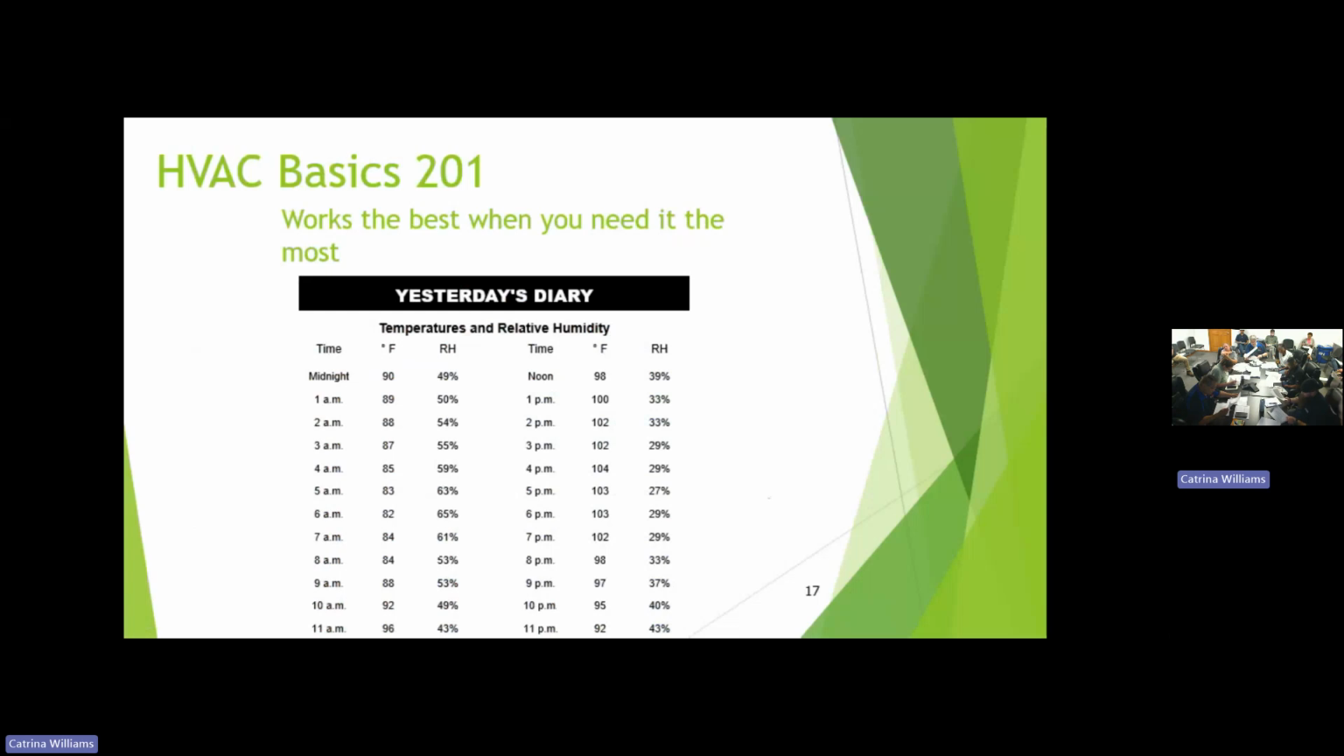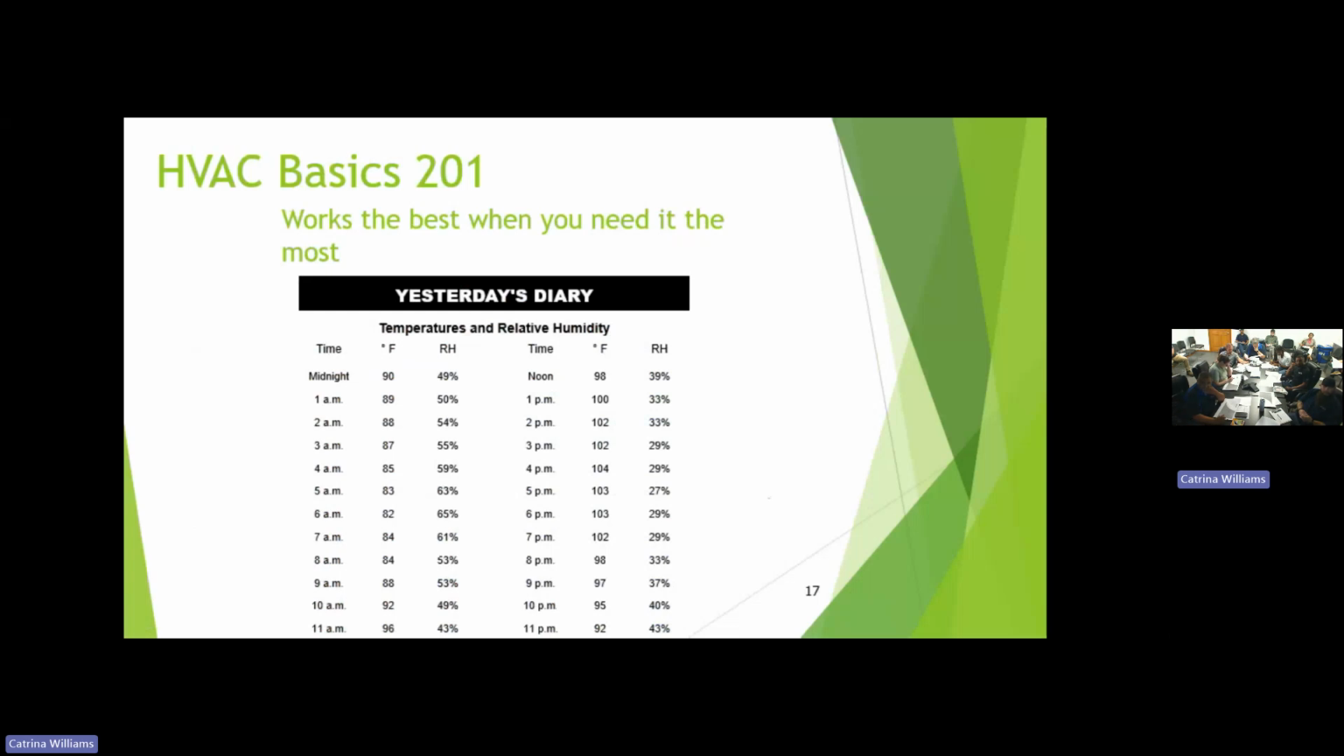So with that being known, I don't know whether you still have it anymore, but when I used to live here many years ago, this was in the paper every day. We had yesterday's summary in the weather section, and it would tell us the temperature and humidity for every hour of the day. And you can see that at 4 a.m., humidity is up to 59% in this case. So we really aren't worried about that much cooling at 4 a.m. But at 4 o'clock in the afternoon, when it's 104, humidity is dropping to 29%.